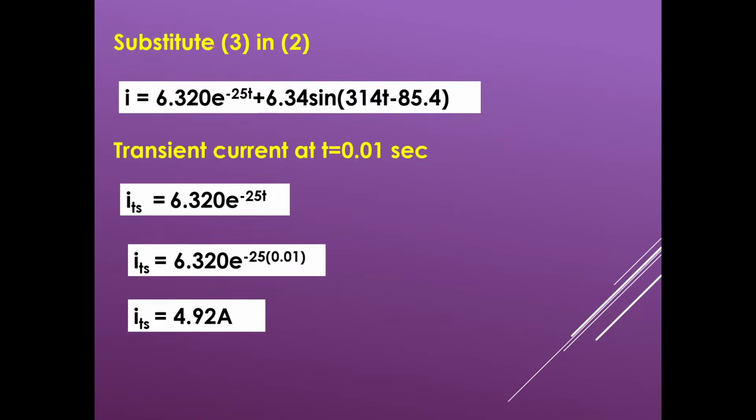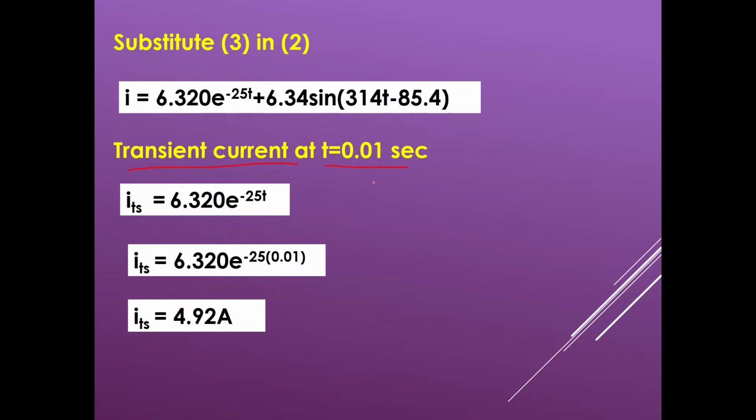So if you substitute 3 in 2, you will get current equation I is equal to 6.320 e to the power of minus 25t plus 6.34 sine of 314t minus 85.4. Now they have mentioned transient current at t equal to 0.01 seconds. This is the current in the given circuit. That's it. We have determined the current in the given circuit. One more part they have mentioned is to determine the transient current at t equal to 0.01 seconds.